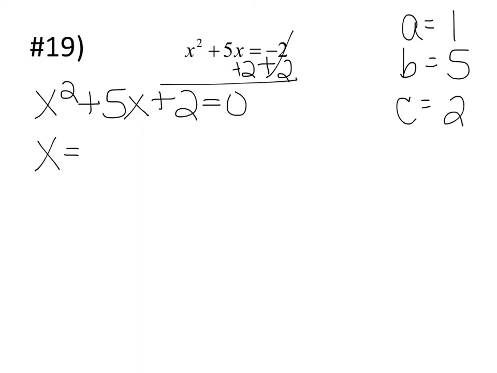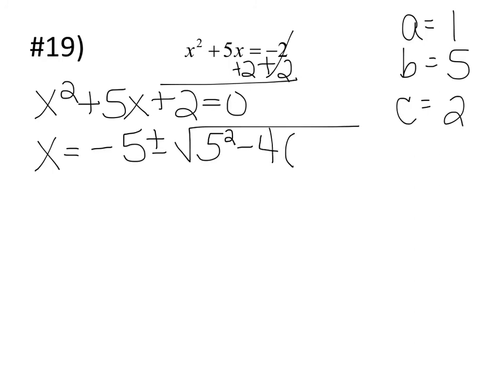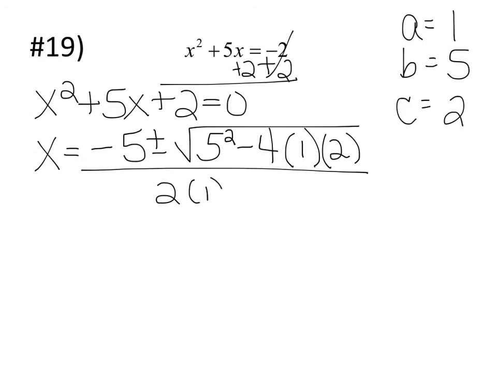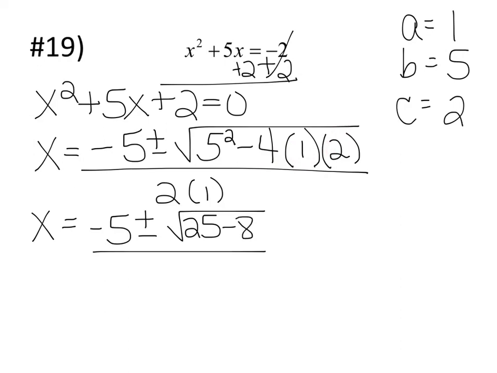So I'm going to plug into the quadratic formula, which says x equals negative b, which is negative 5, plus or minus the square root of b squared, so 5 squared, minus 4a, which is 1, c, which is 2, all over 2a, which is 2 times 1. x equals negative 5 plus or minus the square root, 5 squared is 25. Then you're going to say negative 4 times 1 is negative 4, times 2 is negative 8. So minus 8 all over 2.